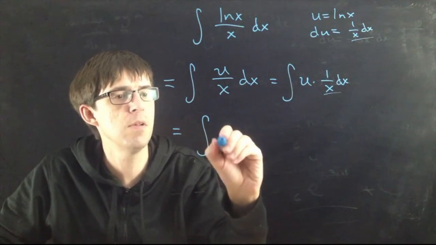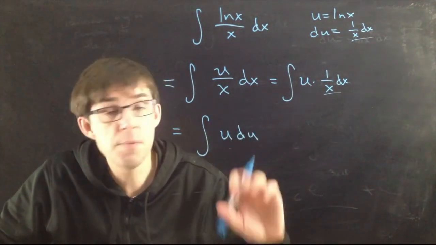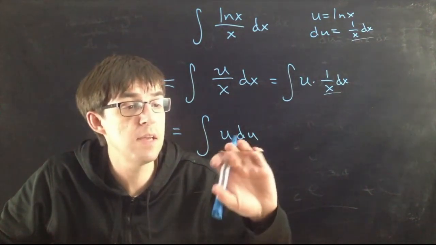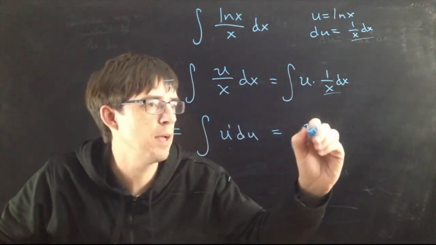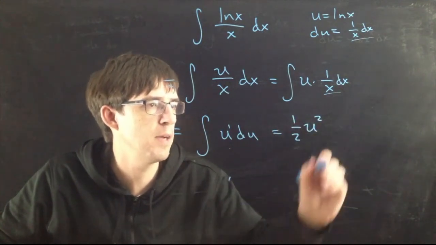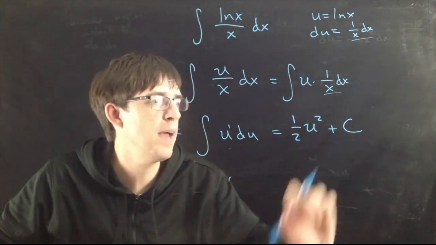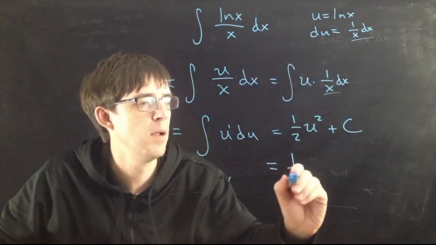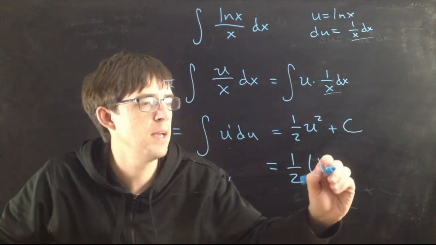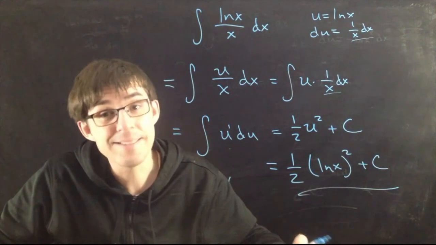So this becomes integral u du. Whoa, okay. Can we do the antiderivative there? Yeah, I think so. The antiderivative of u, this is like u to the 1. I increase the power by 1. I get u squared. I divide out by the new exponent in front. Put my plus c. And that's pretty much it. 1/2 u squared plus c. Final step is to put the x's back in. 1/2 ln x squared plus c. And that's the answer.